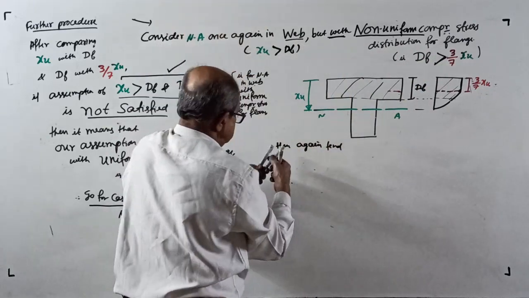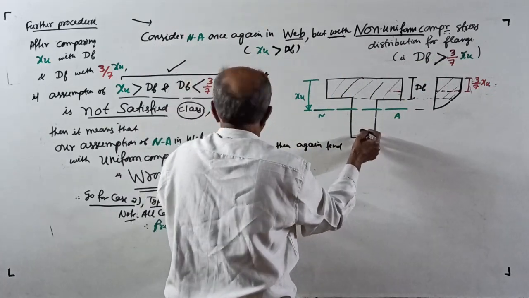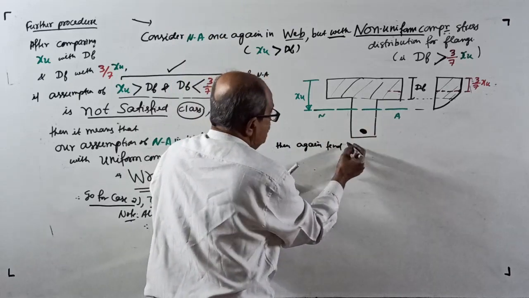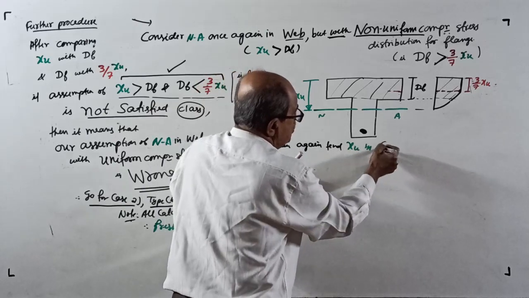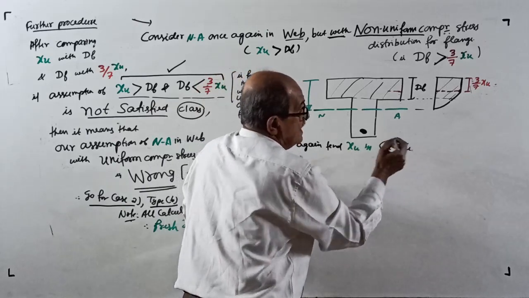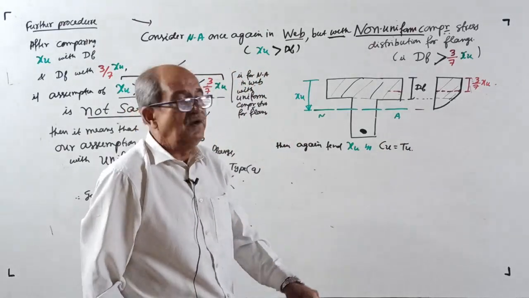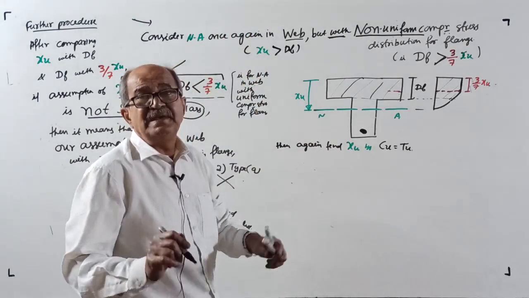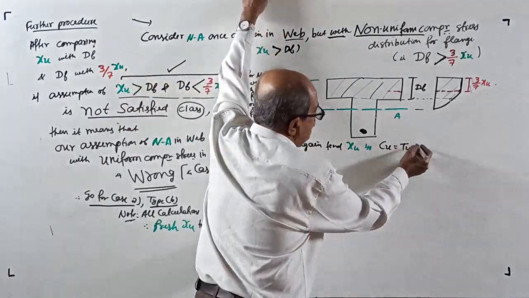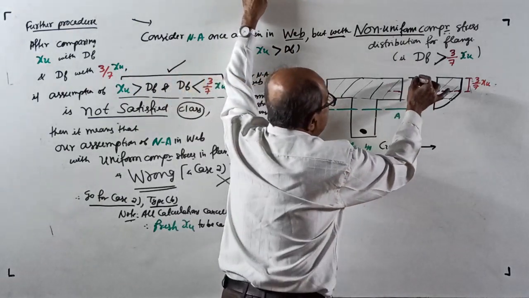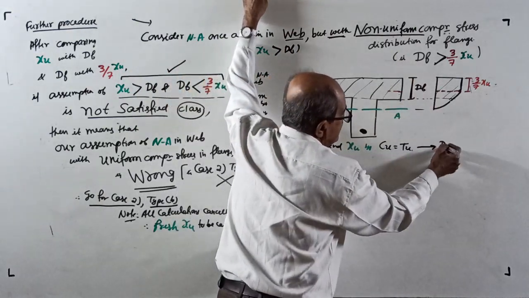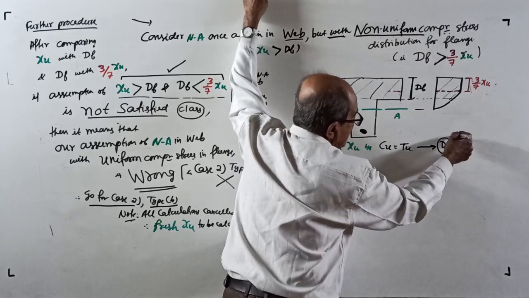Again find XU. Sorry, I have not shown the AST here. Again find XU by CU equal to TU. This time, there's a correction. Remember, the formula is same as last time. Make a note here: formula same as last time, but DF gets cancelled. The term DF gets cancelled.